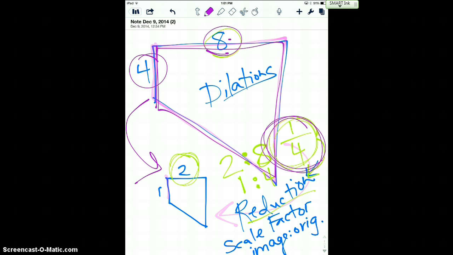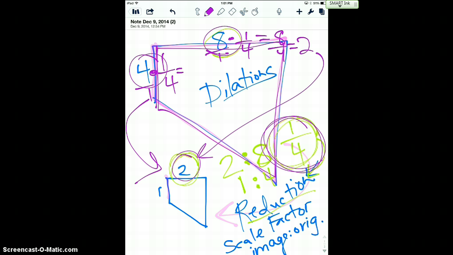So let's see, if I take 8 and multiply it by 1/4, will I get 2? So 8 over 1 times 1/4 is 8 over 4, and 8 divided by 4 is 2. Yes, it works. Okay, let's check it with a 4. 4 times 1/4, 4 over 1 times 1/4 is 4 over 4, and 4 over 4 is 1. So my scale factor is indeed 1/4. Okay, I wanted to give one other example of that because we only did one in class.